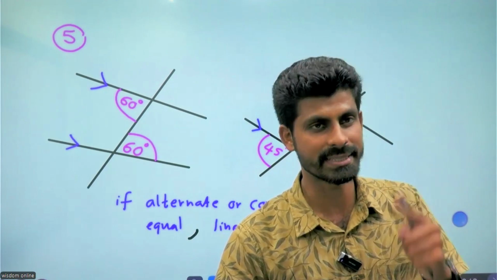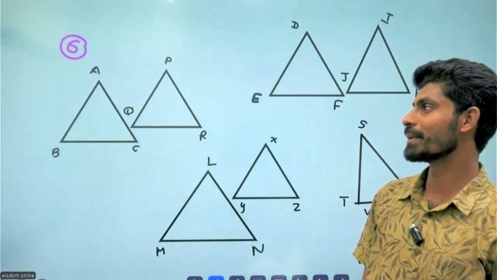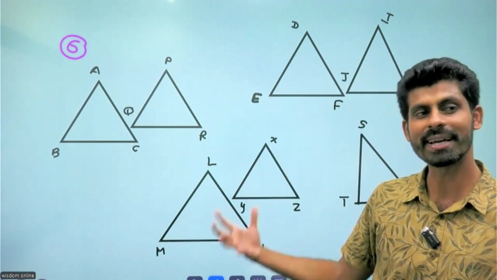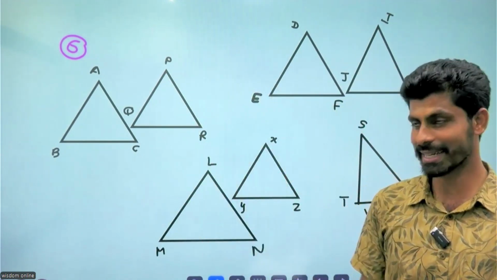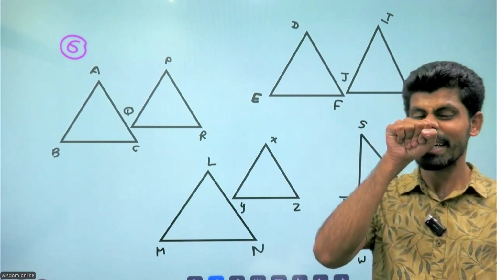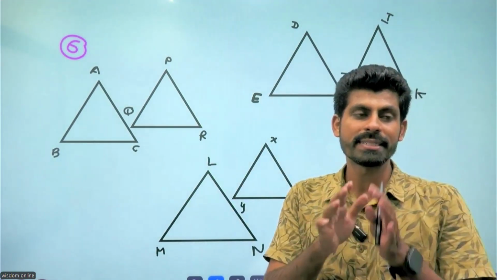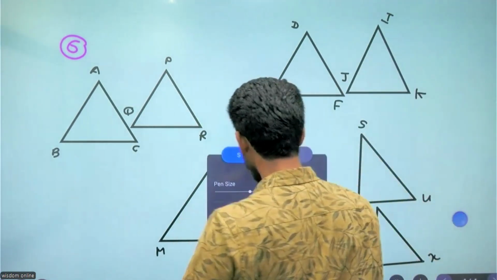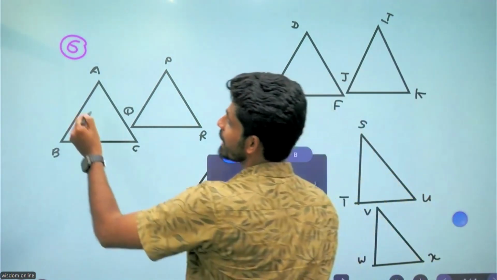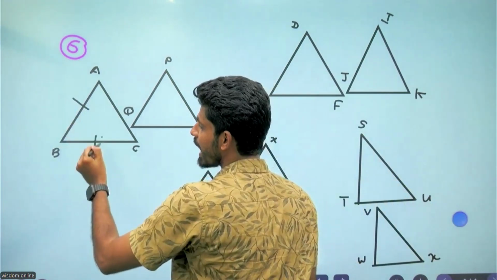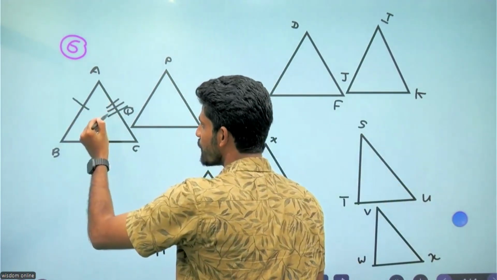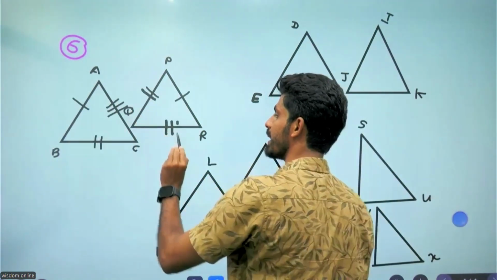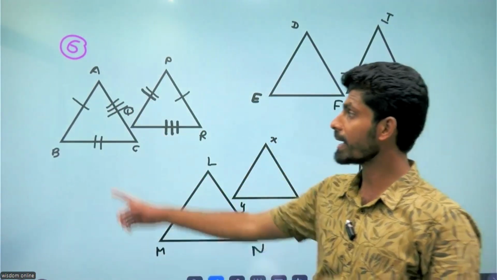Theorem number 6. Congruent stages. Look at this one. I have 4 pairs of triangles, right? So that means 8 triangles are there. Look at this one. What are the congruent stages? First one, S, S, S. That means in a triangle, 3 sides are equal to the other triangle's sides. 1, 2, 3. You can clearly see that one.